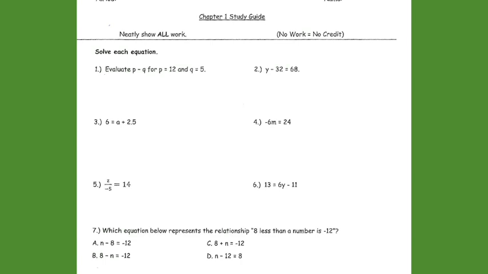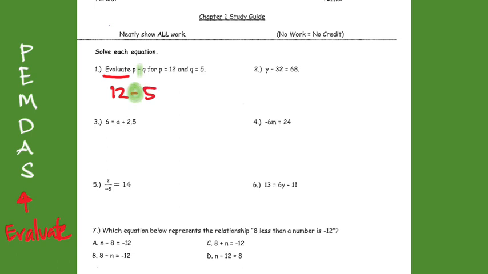So on chapter 1, we remember that we were learning all of our pre-algebra skills, which are knowing PEMDAS: parentheses, exponents, multiplying, dividing, adding, subtracting, the order of operations when we evaluate expressions. And number 1 is evaluating P minus Q when P is 12 and Q is 5. And we have to really watch our negative there. So 12 minus 5 is 7, right? That's just evaluating expressions.